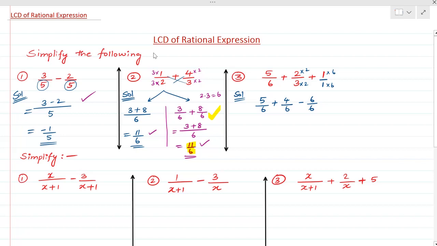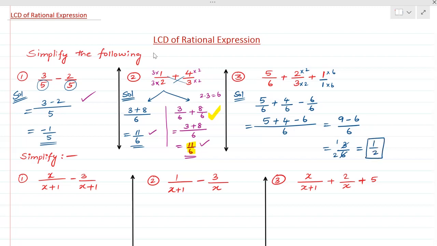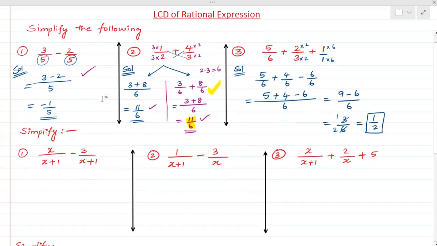Now here if you see, all the denominators are the same, so I will write 6 here. Now the first term, 5 plus 4 minus 6. Therefore the answer is 9 minus 6 over 6, which is equal to 3 over 6, which can be simplified further. 3 one time, 3 two times, which is equal to 1 over 2. So this is regarding the numbers.